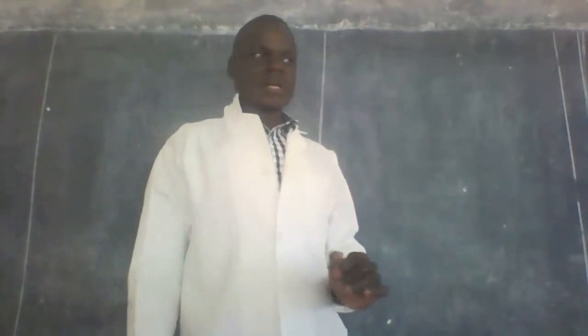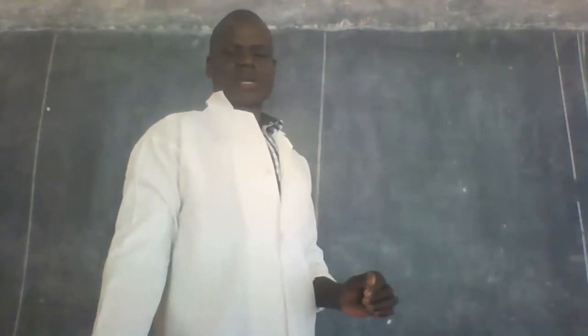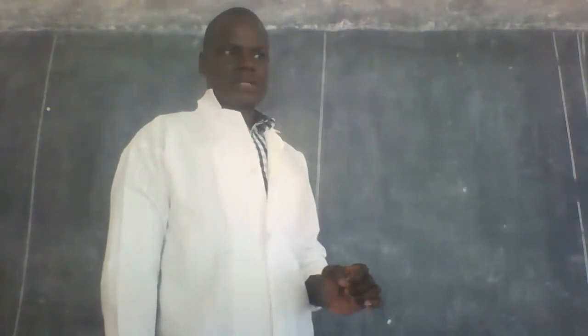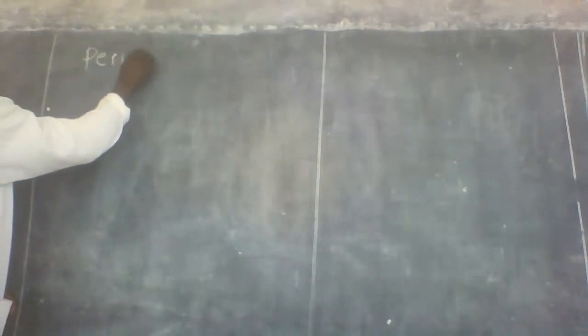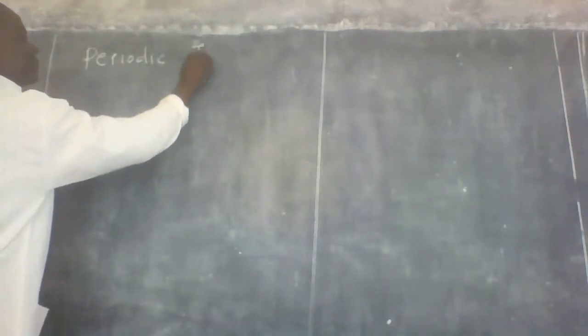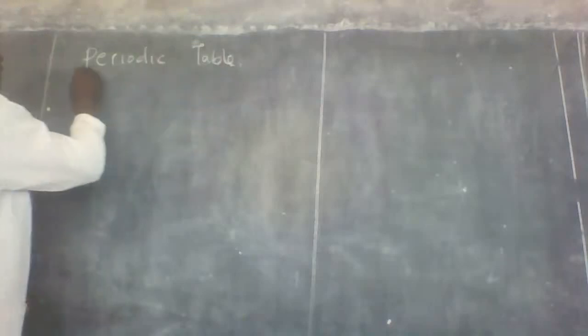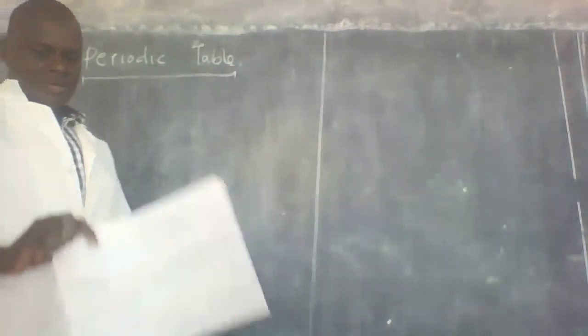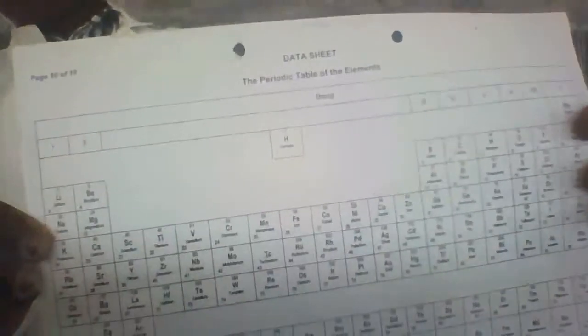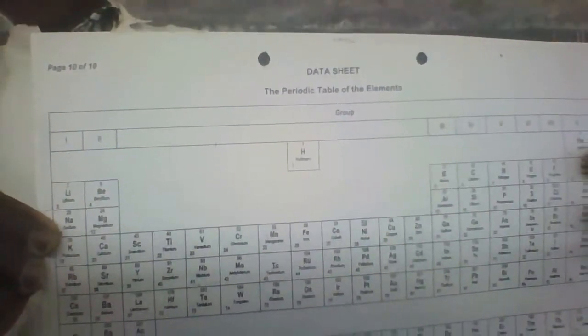Today, I want to discuss with you an important topic in chemistry, and this topic is called the periodic table. So, we'll be looking at what we call the periodic table. For those that do not know, a periodic table looks like this. So this is a periodic table right over there.